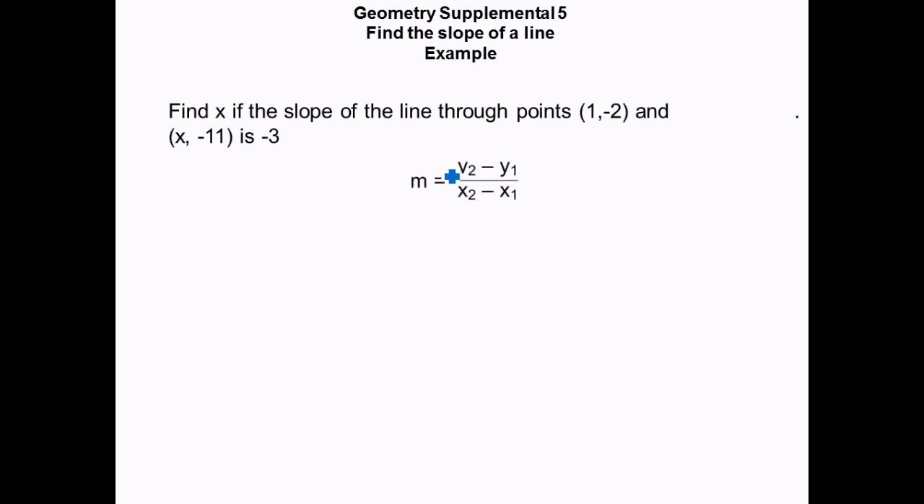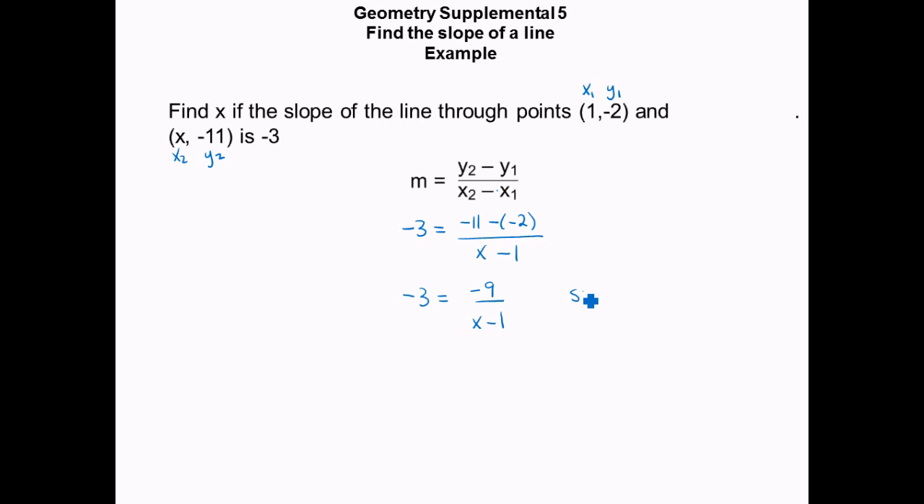Okay. Now, I'm going to call this x1, y1, and this is going to be x2, y2. But x2 is an x. And I know my slope is negative 3. So I'm going to plug in what I know. Then I'm going to simplify it. So that's negative 11 plus 2, which is negative 9 over x minus 1.